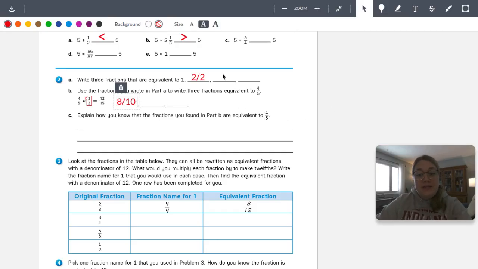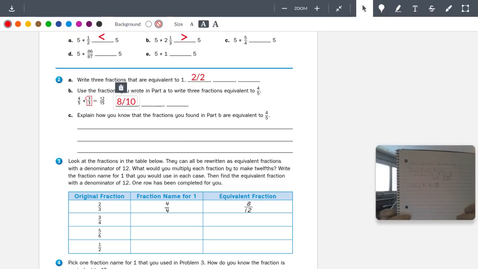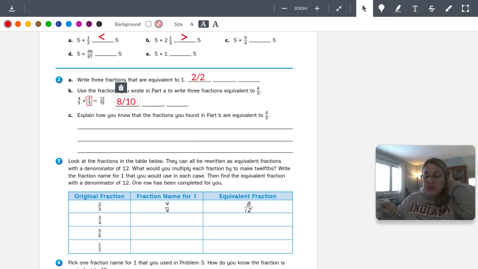So now you need to take whatever you put in this second one, whether it was 4 over 4 or 5 over 5 or another number over another number, and multiply that by 4/5 to get another equivalent fraction. Then take the third one you came up with, multiply it by 4/5, and come up with your third equivalent fraction. Again, you should have that work on your paper to show how you got your equivalent fractions.